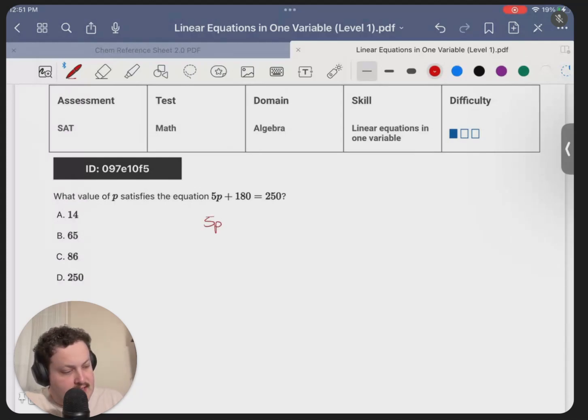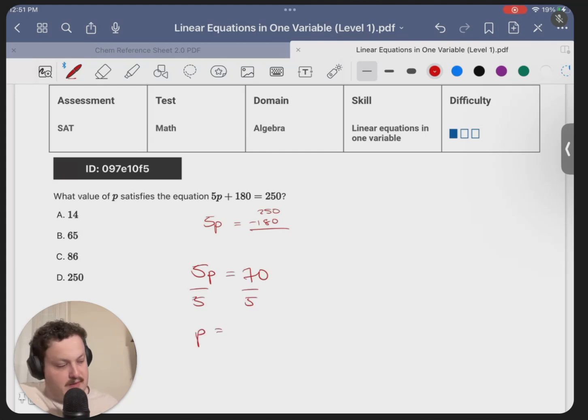We're isolating this variable by subtracting 180 from both sides. Going to calculator, 250 minus 180. 5p equals 70. Divide both sides by 5. P equals, I believe that's 14. I'll check to see if that question is correct later.